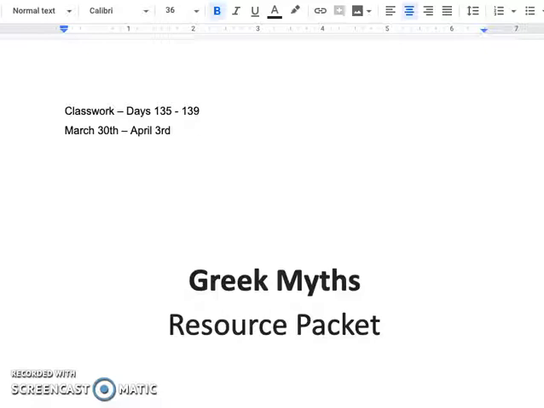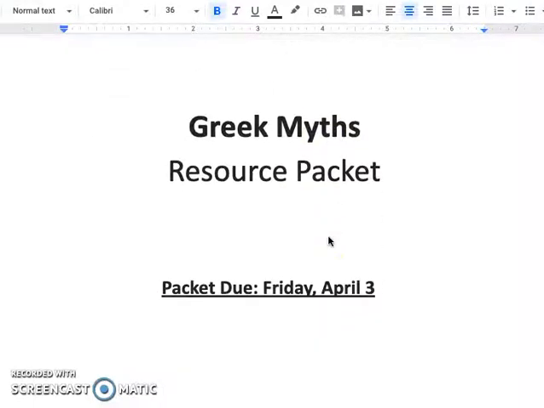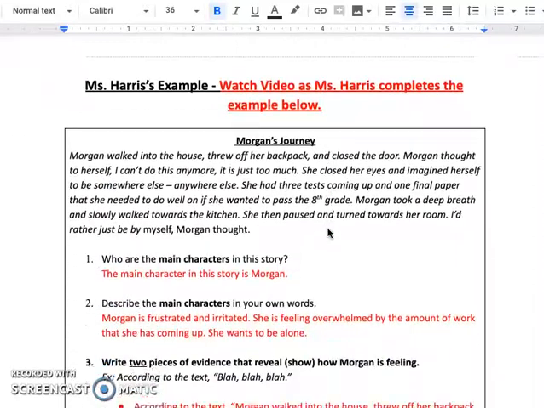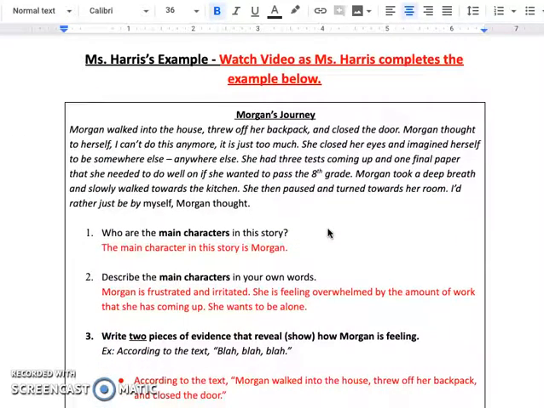So this resource packet is due on Friday. You'll want to work on completing it throughout the week. Here's an example. I'm going to go through this example with you of what you should be looking for when you're reading the 5 myths that you'll have for this week.